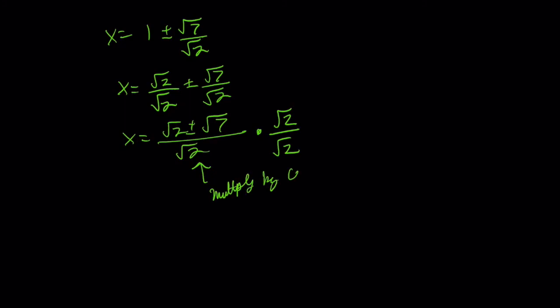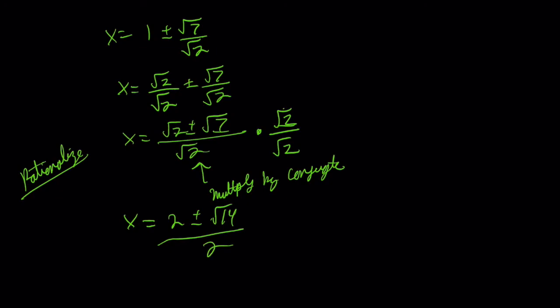And I do this because it's going to rationalize my denominator. Rationalize, right? We're going to make it a rational number, not an irrational number. So I get x equals square root of 2 times the square root of 2, which is 2, plus or minus the square root of 7 times the square root of 2, which is square root of 14, all over 2. And that should be our final answer. Those are our x-intercepts. Make sure you rationalize your denominators.